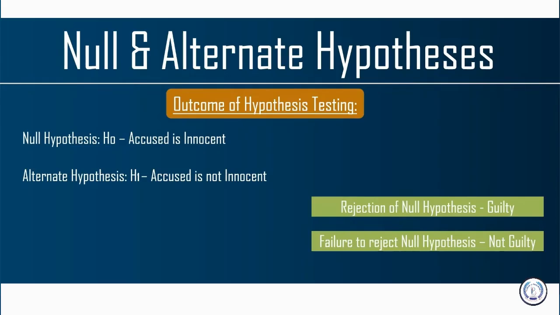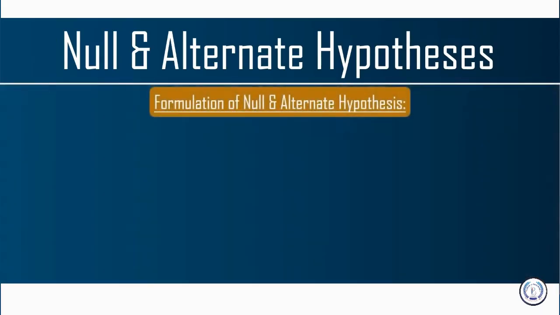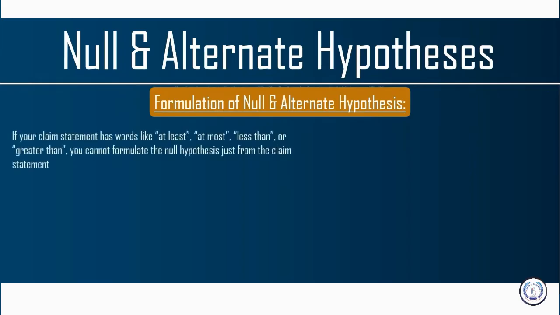But remember this: in no situation can you accept the null hypothesis. The only situation is that you don't have enough evidence to reject the null hypothesis. Now we have to understand an important concept, the formulation of null and alternate hypotheses. So now we will understand how to formulate null and alternate hypotheses.